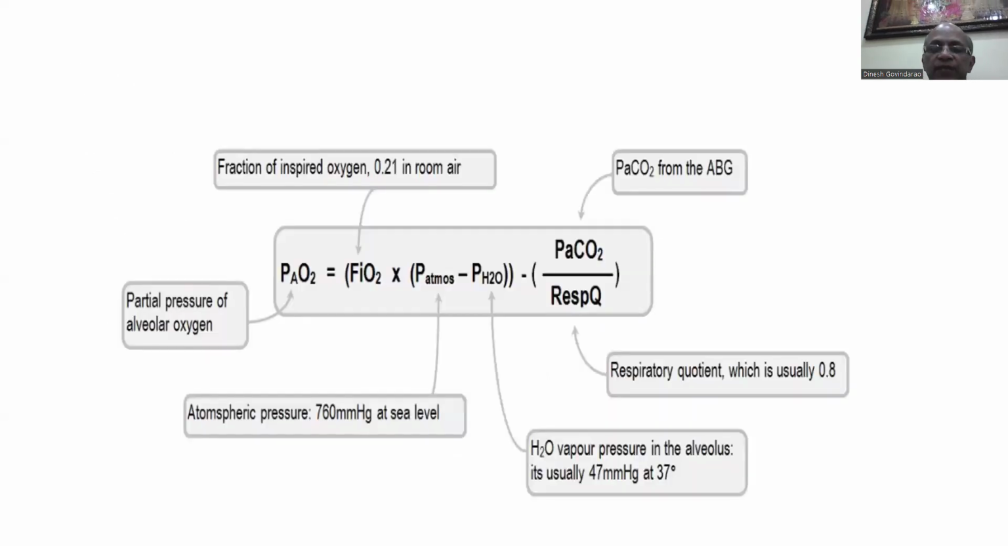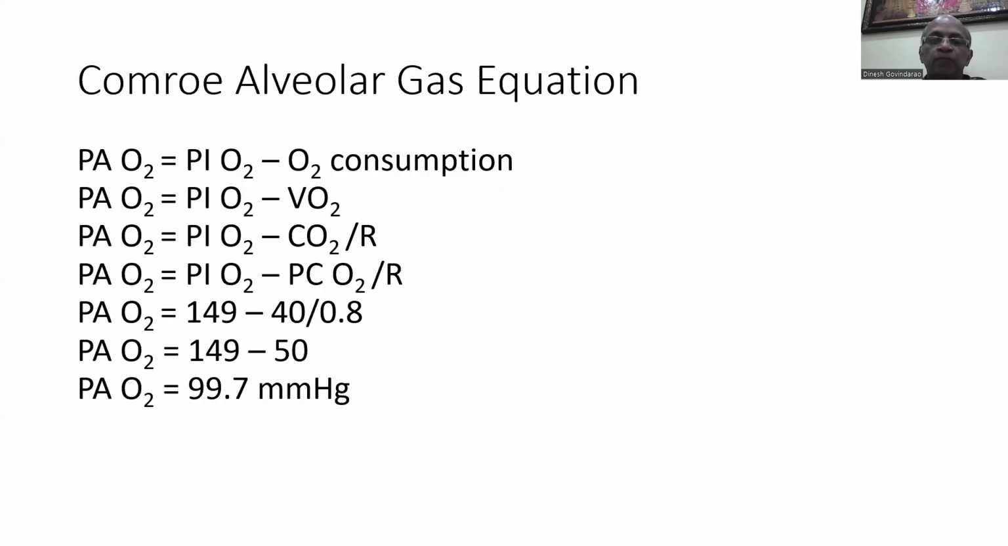So it is represented by the alveolar gas equation, where the partial pressure of oxygen in the alveoli is equal to the partial pressure of the oxygen in the inspired gas minus the partial pressure of carbon dioxide divided by the respiratory quotient, which is usually 0.8. So this alveolar gas equation can be derived as follows.